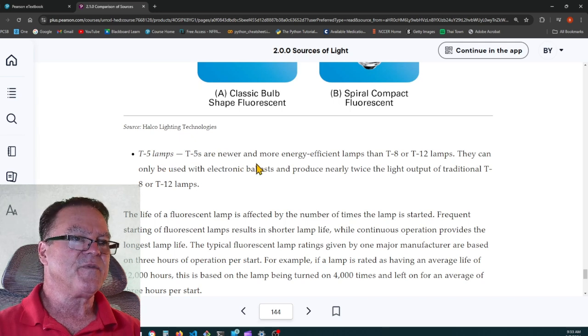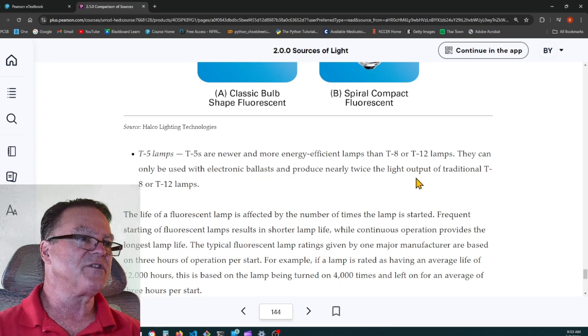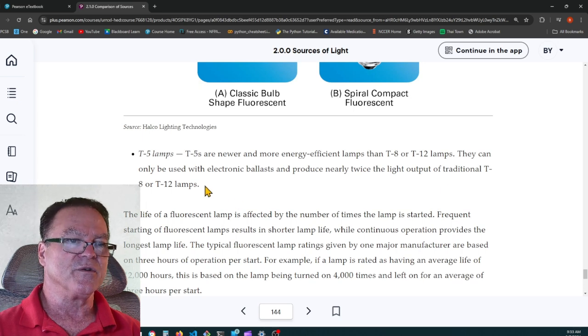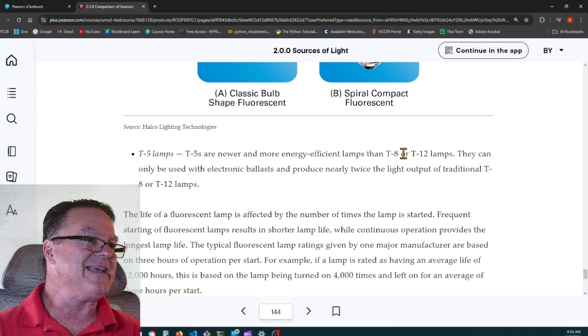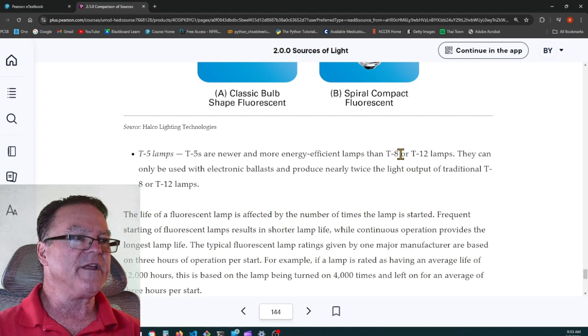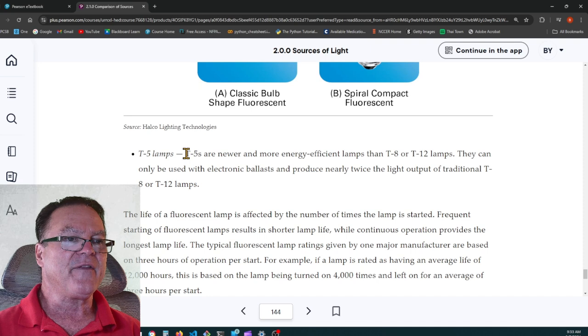T5 lamp. T5s are newer and more efficient lamps than T8s or T12s. They can only be used with electronic ballasts and produce nearly twice the light output of traditional T8s or T12s. That T rating is the diameter in eighths of an inch. So a T8 is 8/8. A T8 is 1 inch in diameter. A T12 is 12/8. It's 1.5 inches in diameter. So a T12 is the oldest fluorescent lamp, and it's 1.5 inches in diameter. Then they came out with T8s, and they're 1 inch in diameter. Now they have T5s. They're 5/8 of an inch in diameter.